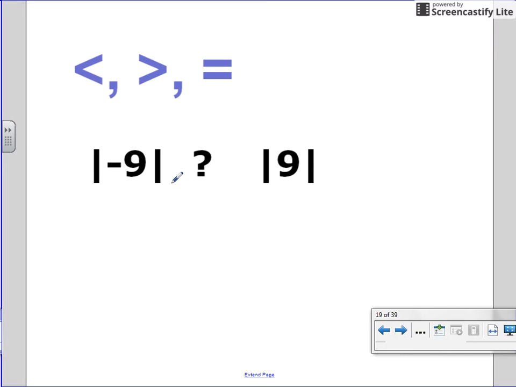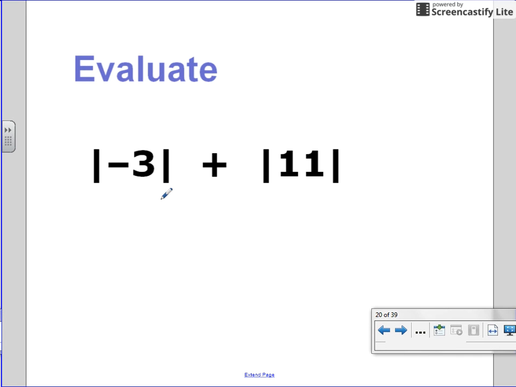Next, what about these two? Pause the video and see if you get the right answer. This is +9. This stays +9. Those are equal. How about doing some operations with them instead of just comparing? This equals +3.